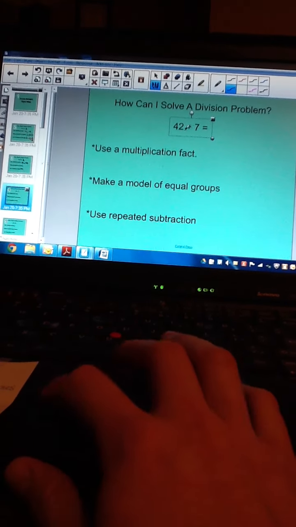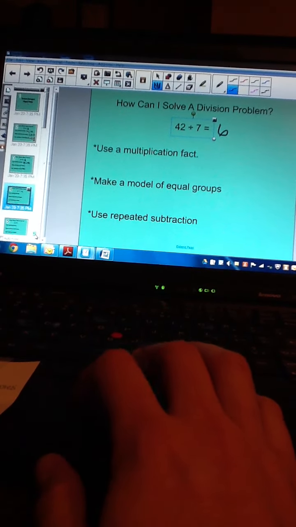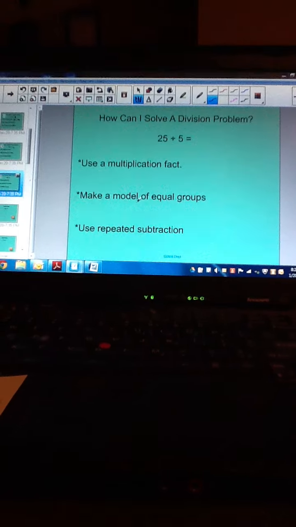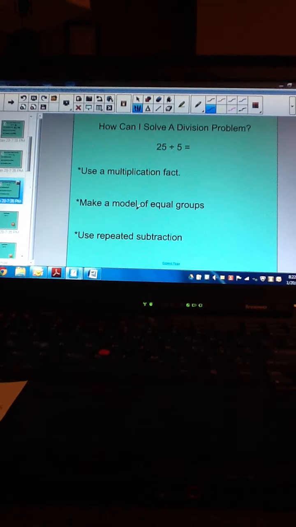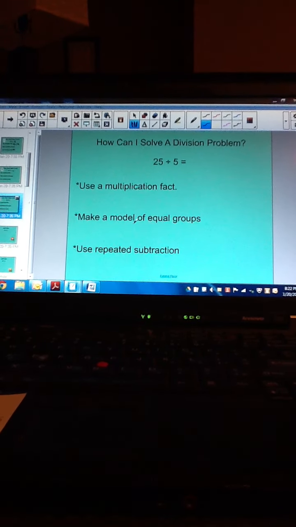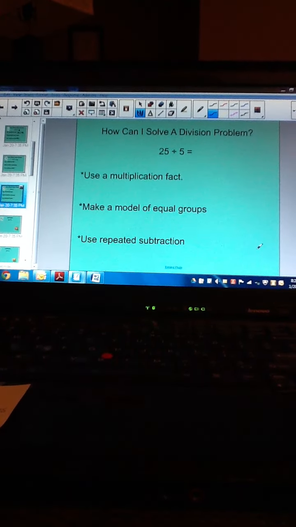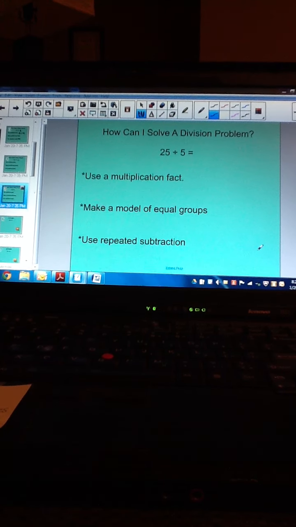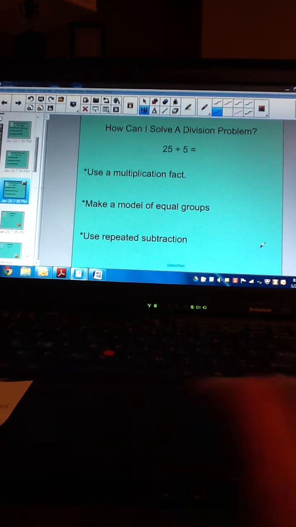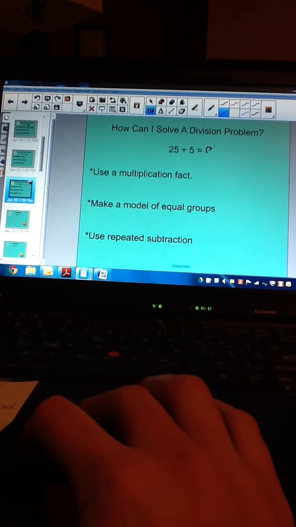Hopefully you decided that 42 divided by 7 equals 6. Last one where I show you the strategies. See if you can figure out 25 divided by 5. Remember, you may use one of those 3 strategies. Do you have to use them all? No. But pick one that works the best for you. Hopefully you used a strategy and you said that 25 divided by 5 was 5.